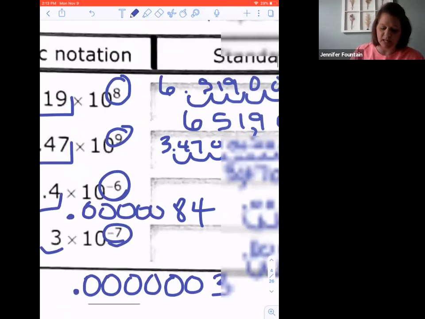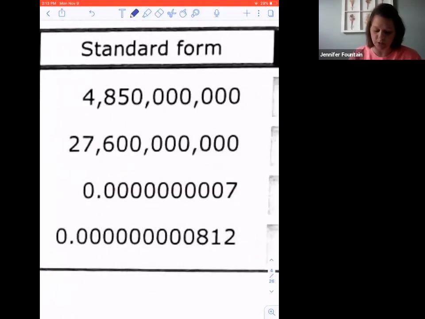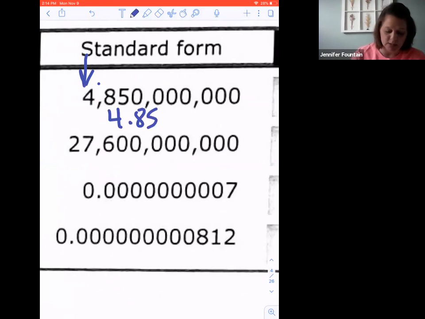So we'll do the first one together, and then I'm going to have you do the rest of them on your own. So here, my first non-zero digit is 4. So I know my decimal will go between the 4 and the 8. So 4.85 is going to be my mantissa. It's going to include all of my non-zero digits. 4.85 is greater than 1, but less than 10.